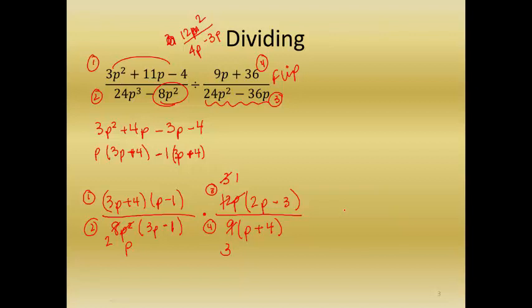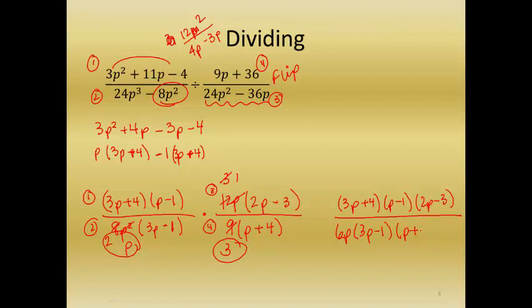So my numerator is not actually very pretty. It's 3p plus 4, a p minus 1, and a 2p minus 3. And my denominator has a 6p that comes from all of this, and then the factors of 3p minus 1 and p plus 4. Since none of those factors are identical, nothing else can be done to reduce this. Okay, so this was a very large problem that involved a bunch of factoring and actually very little reducing.